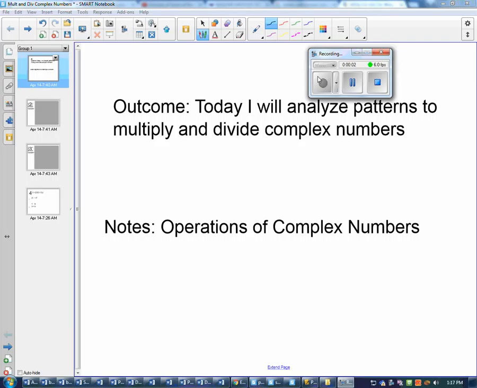The title of these notes is Operations of Complex Numbers, and we're going to focus specifically on multiplication and division. Last class we saw that there were two ways to express a complex number: the rectangular form and the polar form. In these notes we're going to do the rectangular form, but I want you to save room because we are going to talk about the polar form in class.